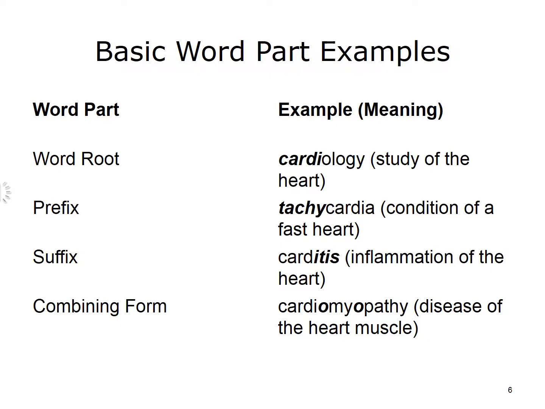Here's an example of how each is used. The first word is cardiology. The word root is cardi, which means heart. So our term cardiology means study of the heart. The second word example is tachycardia. The prefix is tachy, which means fast. So this term literally means fast heart. The third word example is carditis. The suffix itis means inflammation. Carditis is inflammation of the heart.